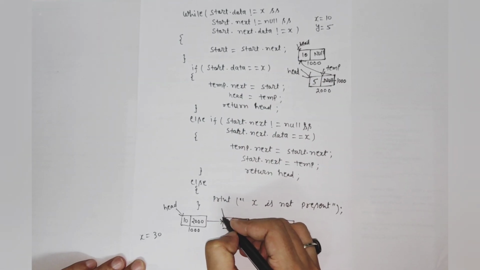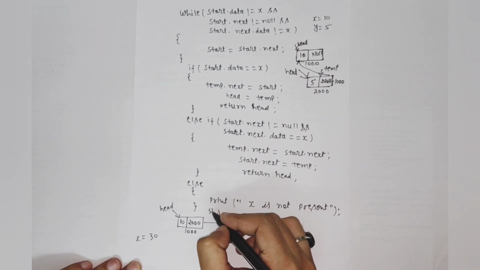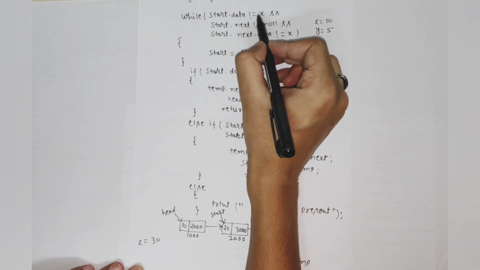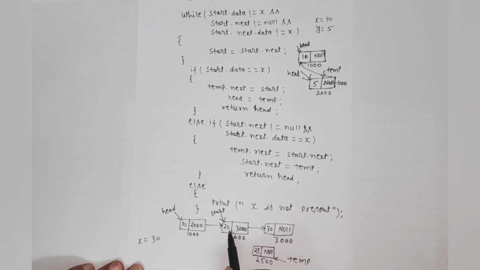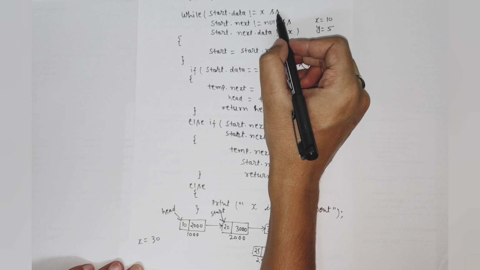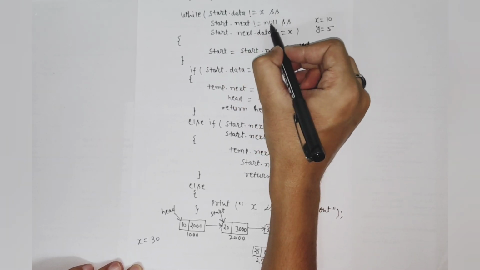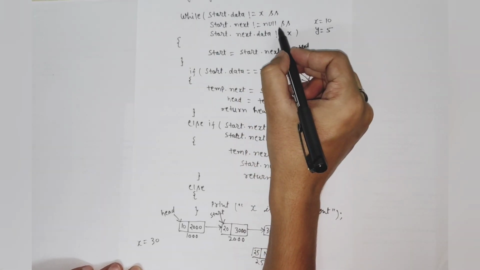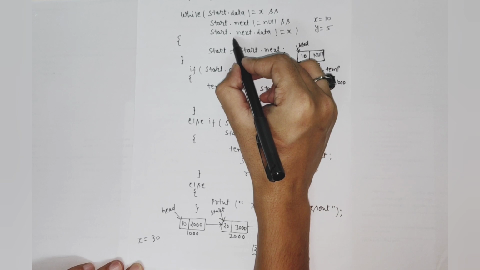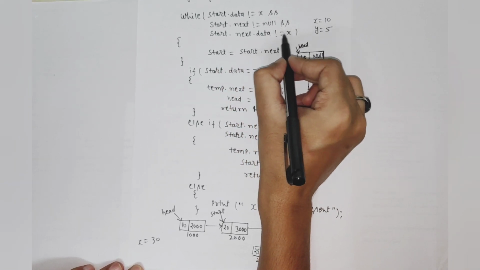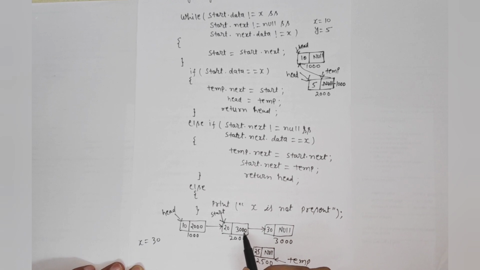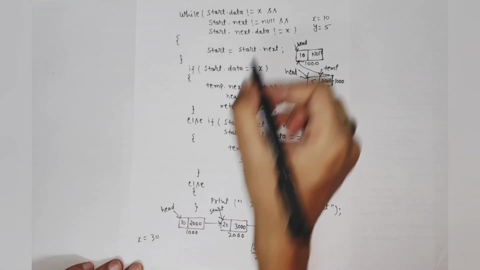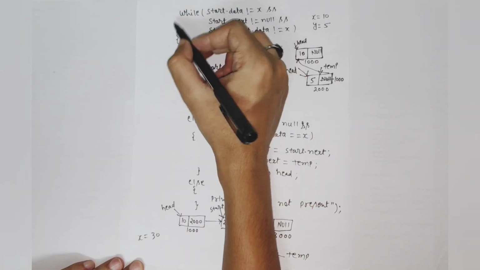So start will point now here. This is our start. Now again we will check start.data is not equal to x. Yes, start.data is 20, which is not equal to x. So again we will check the second condition, start.next not equal to null. start.next is 3000, and 3000 is not equal to null. The condition is true. We will check the third condition, start.next.data is not equal to x. start.next is 3000 and 3000's data is 30. So 30 is equal to 30, so this condition is false. So we will come out of this while loop.